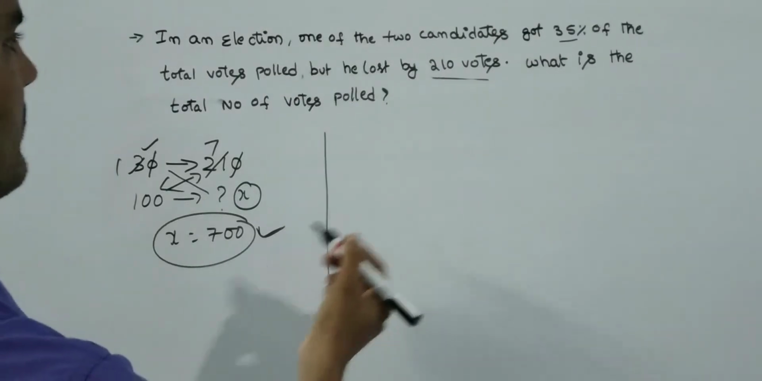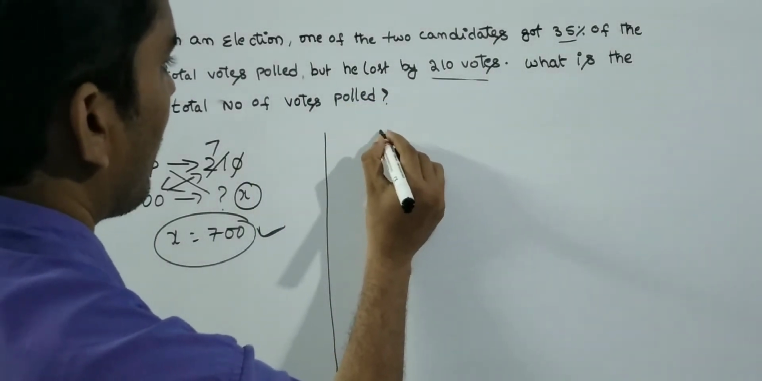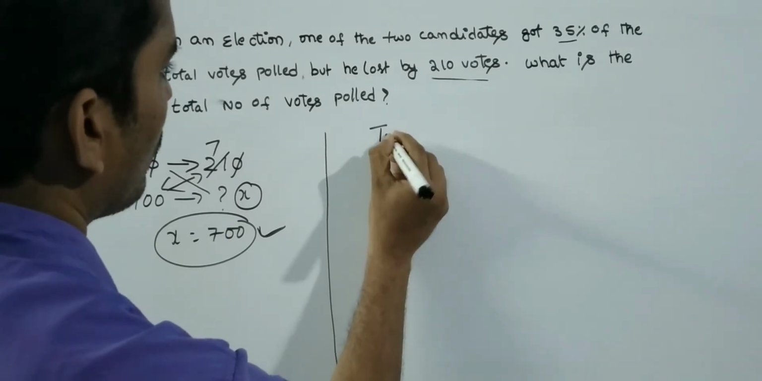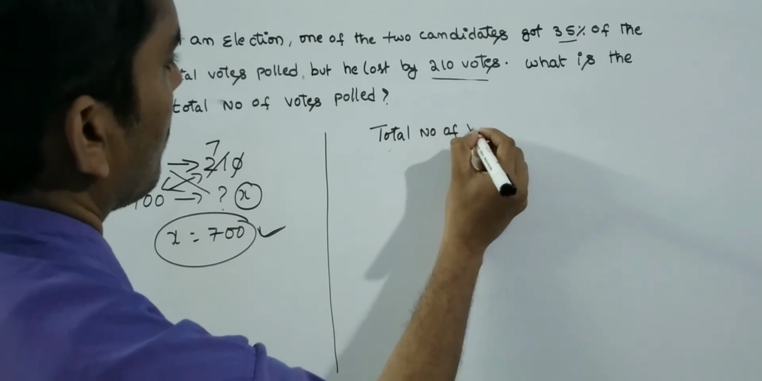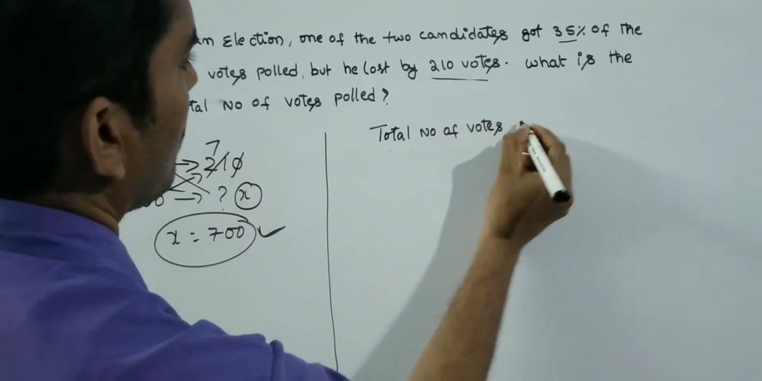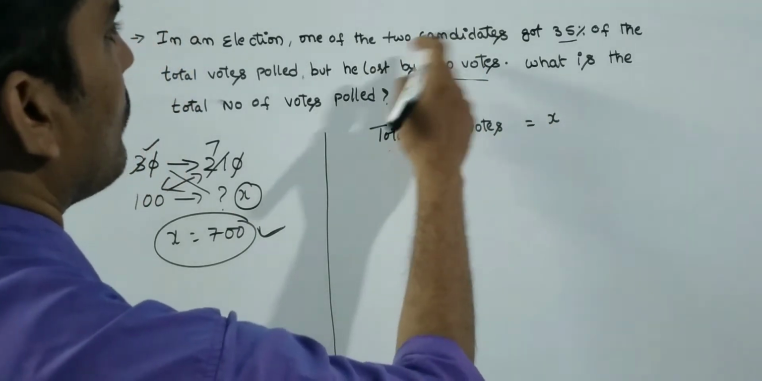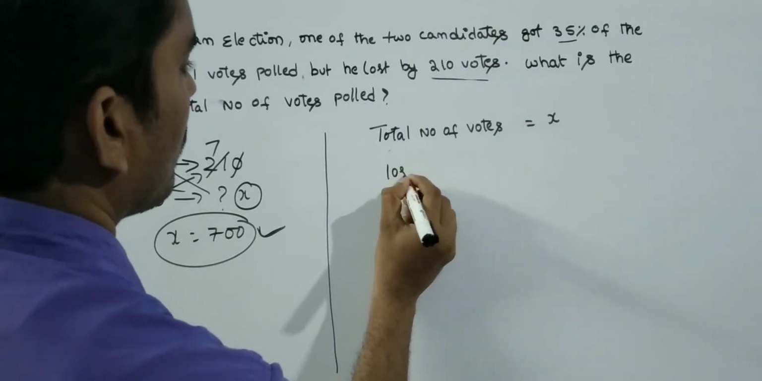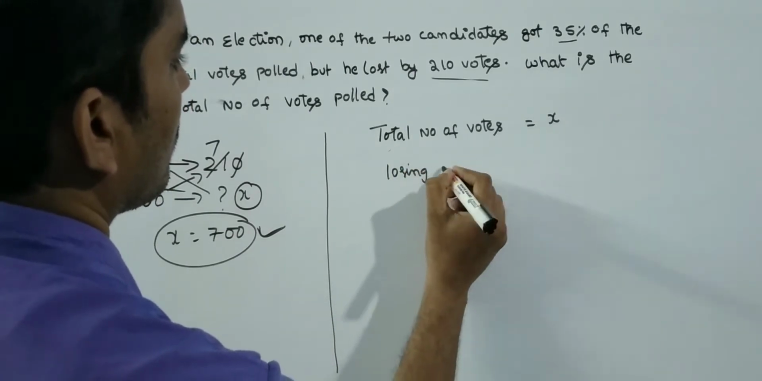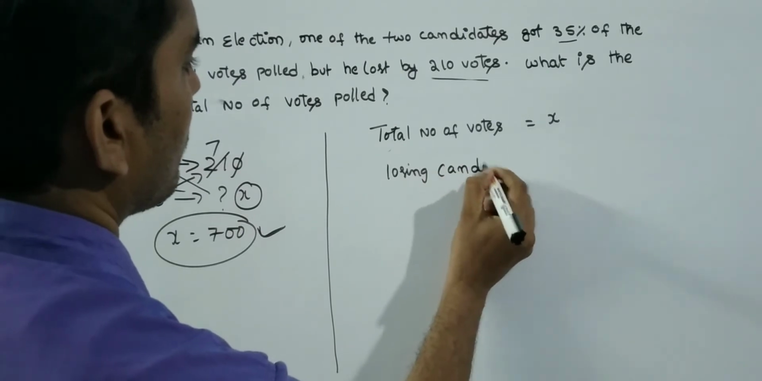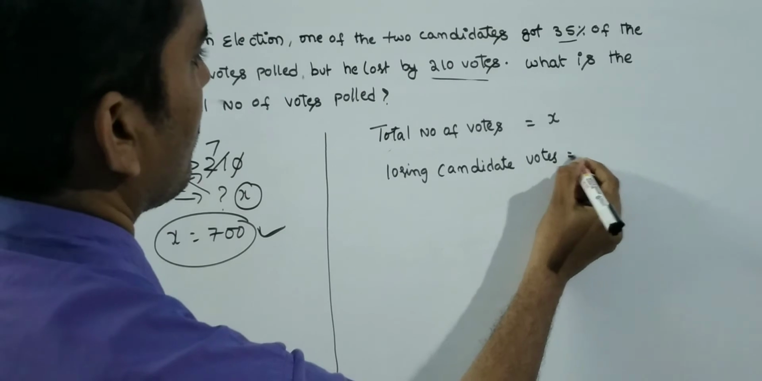So I will tell you the procedure. See friends, we don't know the total number of the votes polled. So we assume it as x. Total number of the votes equals x. Then losing candidate, how many votes got? Losing candidate votes, how much?